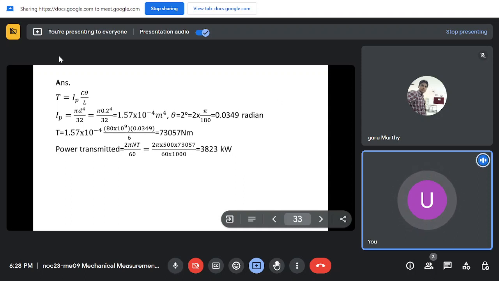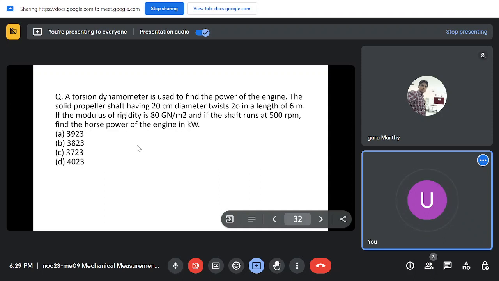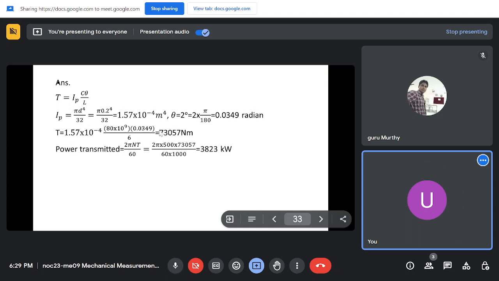And when substituting this into the above relation, T equals polar moment of inertia into G theta by L, we know polar moment of inertia 1.57 into 10 power minus 4, into modulus of rigidity as 80 into 10 power 9, which is given as 80 gigapascal. Giga is 10 power 9, and then theta in radians is 0.0349, divided by length, which is 6 meter, which is given. So substituting that, we get 73057 Newton meter. So this is the torque.